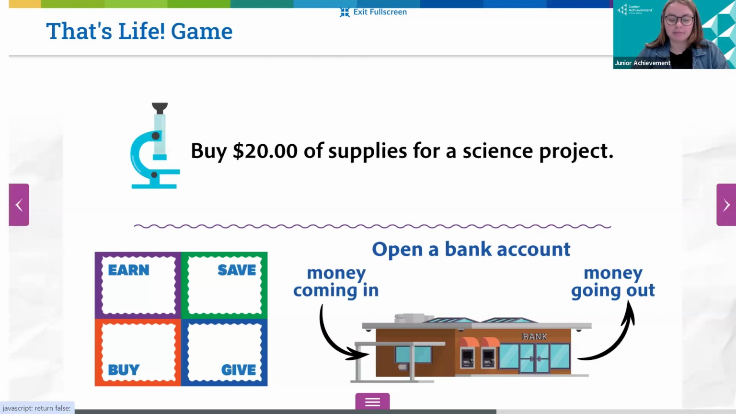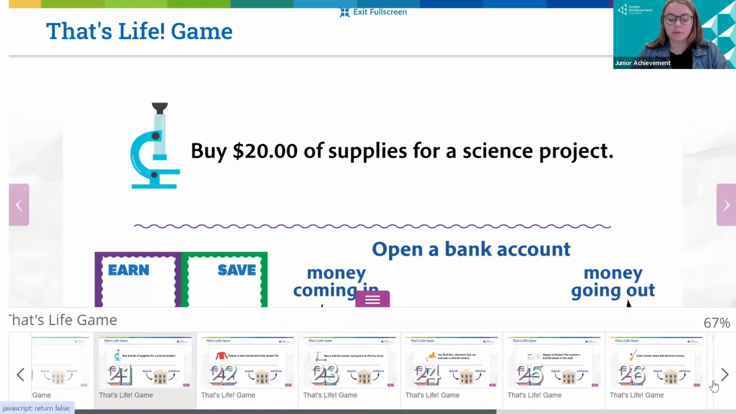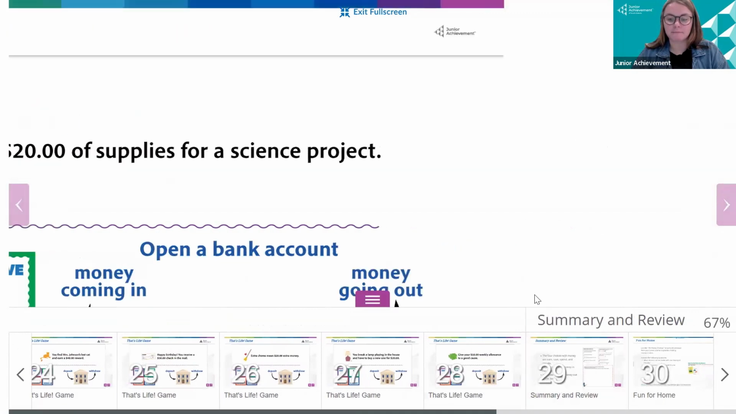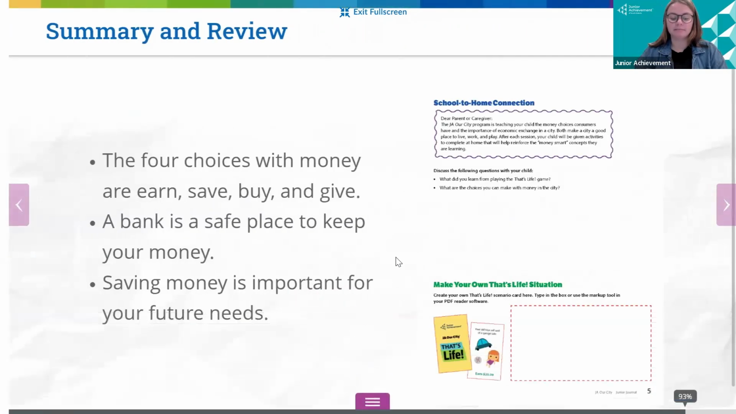After this activity, you will review the main concepts, and you can see those on the summary and review slide. Ask students to recall the 4 choices that can be made with money. Ask them to describe why it is important to deposit and save money, or consider asking them to imagine what would happen if they spent or donated all of their money.